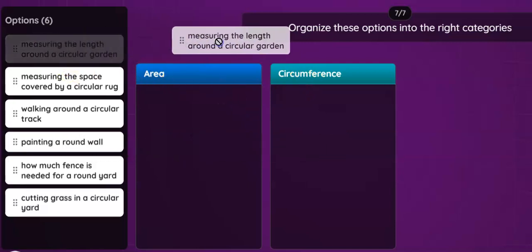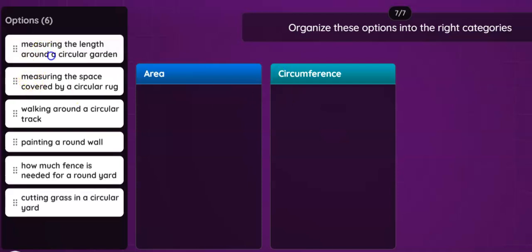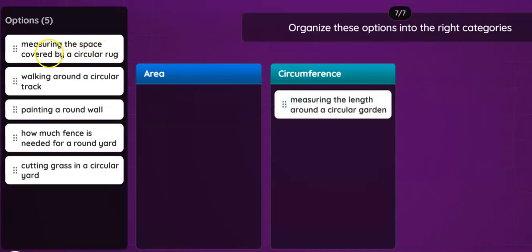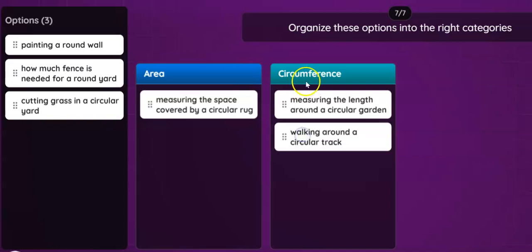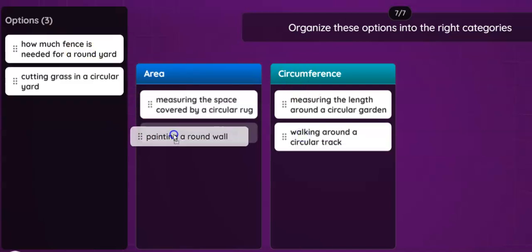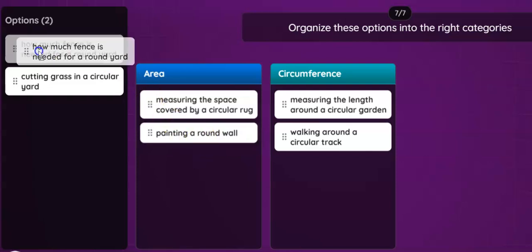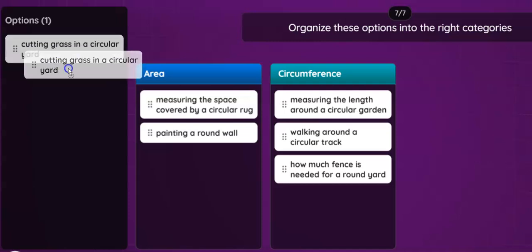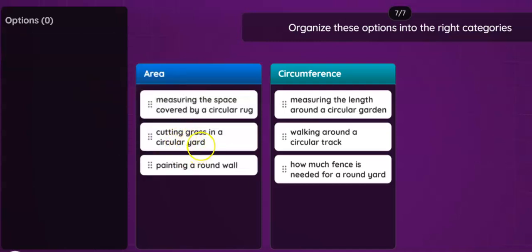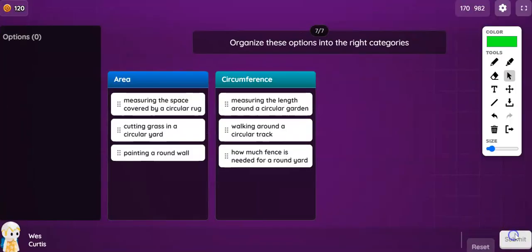So if I'm measuring the length around a circular garden, that's circumference. I'm going around the garden. If I'm measuring space that a rug is covering, that's all the area. It's not just the outside of the rug. If I'm walking around a track, that's the circumference. If I'm painting a wall, I'm not just painting the outside of the circle, I'm painting the area. If I'm putting a fence, that would be circumference. Fences go around. And finally, if I'm cutting the grass, I'm not just cutting the outside of the circle, I'm cutting all the grass in the circle. I'm cutting all the space in the circle.